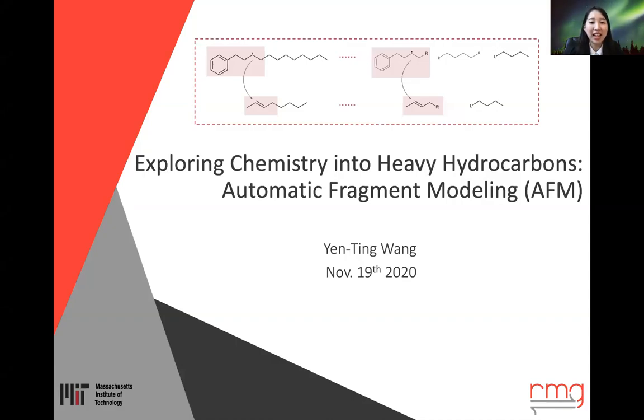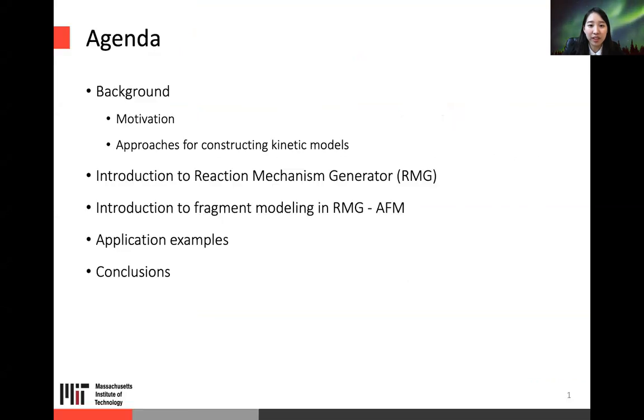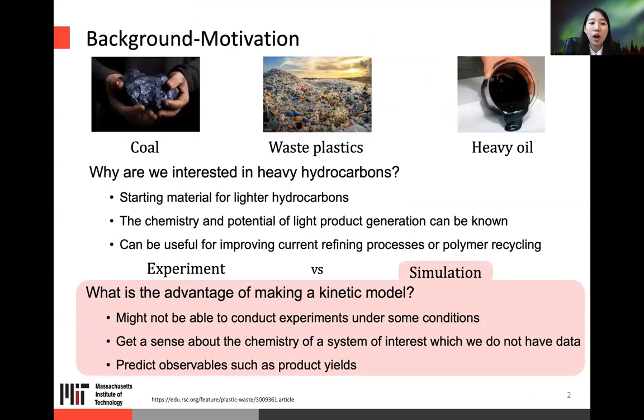I'm Yanting. Today I'm going to talk about exploring chemistry into heavy hydrocarbons, automatic fragment modeling. And this is the agenda for today's talk. I will start with the background introduction. So why are we interested in heavy hydrocarbons?